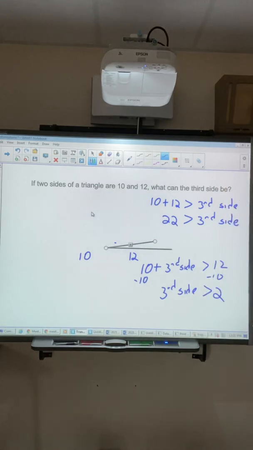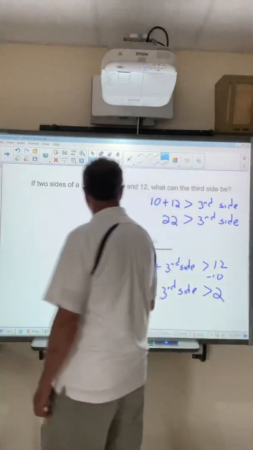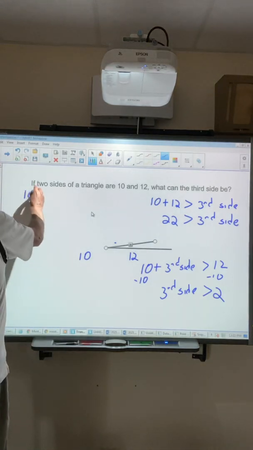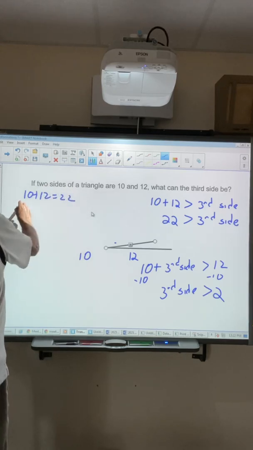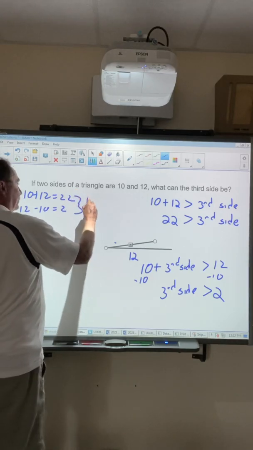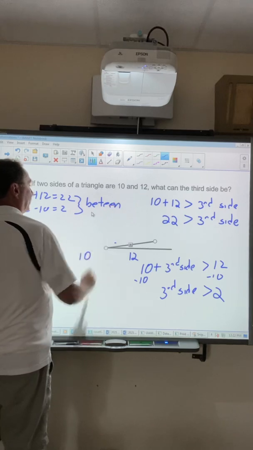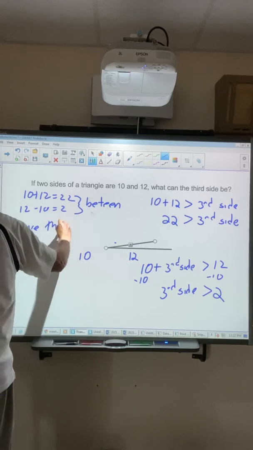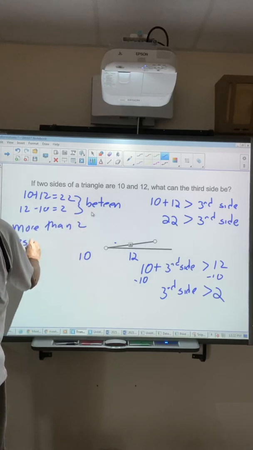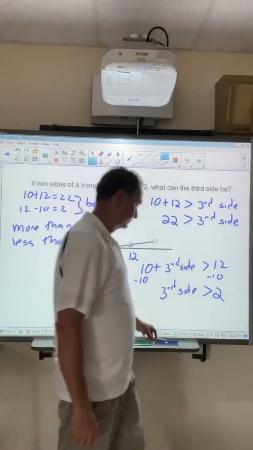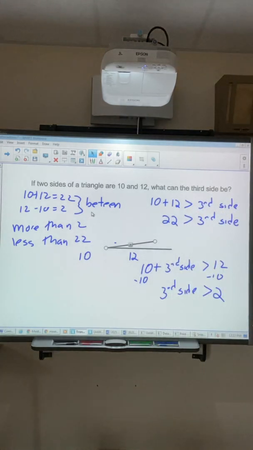So look what we have right here. The third side has to be more than 2, but it has to be less than 22. And we just simply get that by taking these two numbers and adding them together and then subtracting them. That's the shortcut. 10 plus 12 is 22. 12 minus 10 is 2. So the third side has to be between 22 and 2. It has to be more than 2, but less than 22 for the third side. And that's all she wrote.